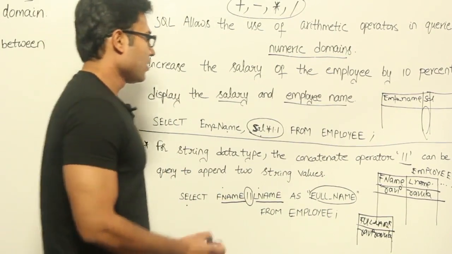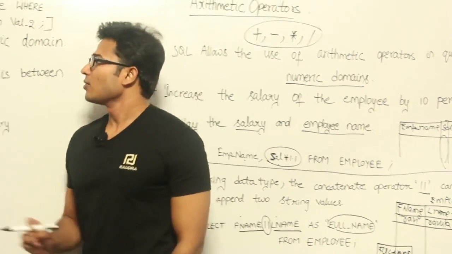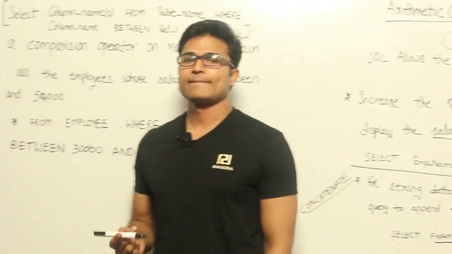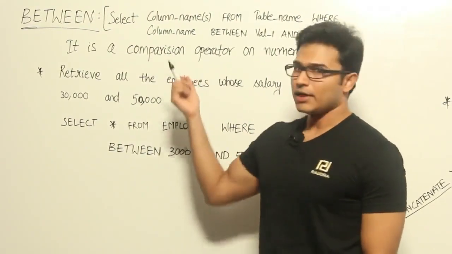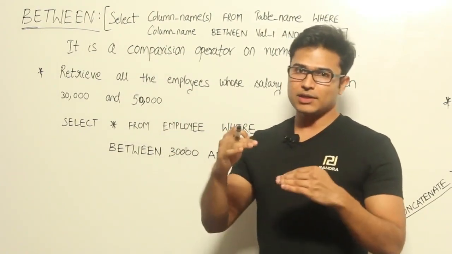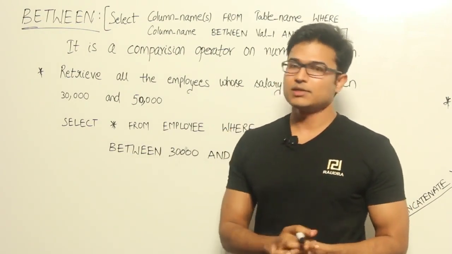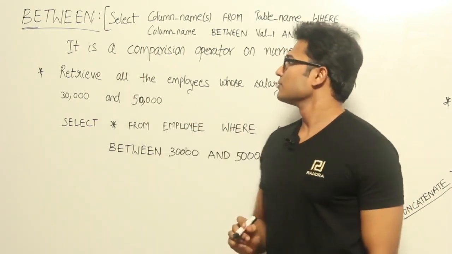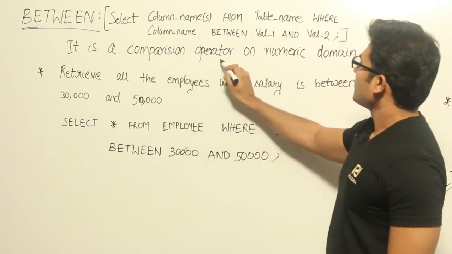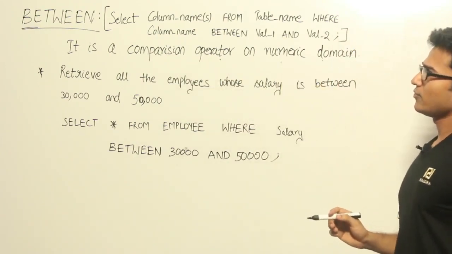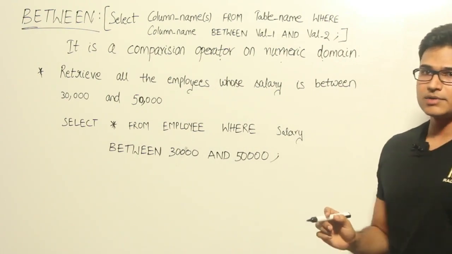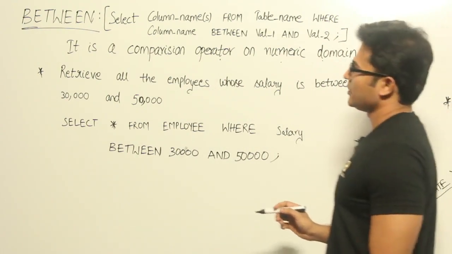Got it? Okay. Now let's see the other operator, between. If you want to specify a range, and you want to display all the values which are present in that range, we are going to use between. It is a comparison operator on numeric data types, so we are going to use numeric data types as the domain for between.